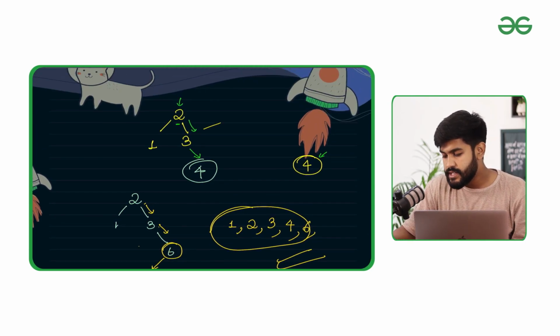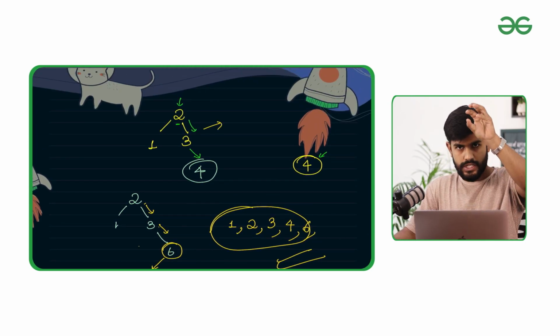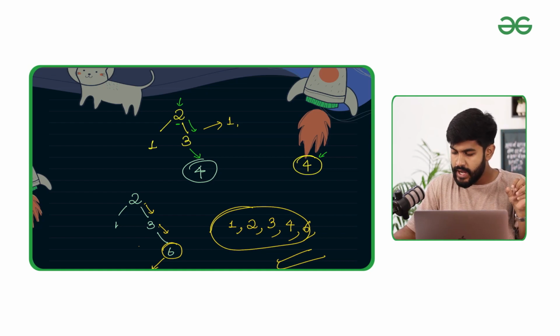If you want to see this, in the in order traversal, 2's left is 1, then we have the root, that is 2, then 3's left is nothing, so we have 3, then the root itself, and then we have 4.